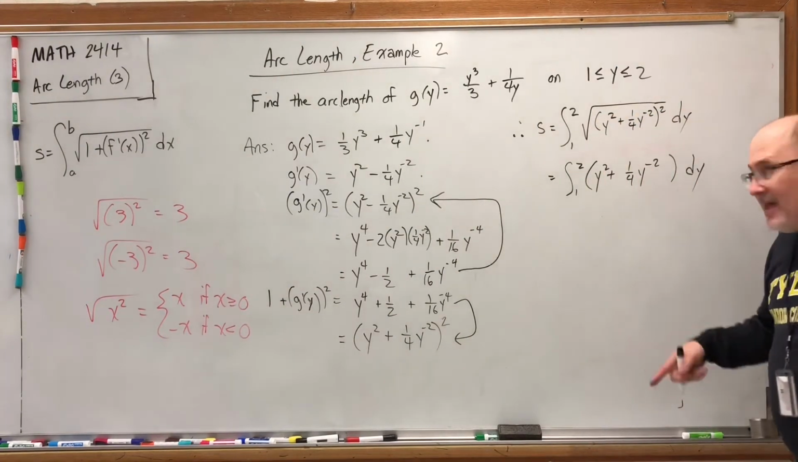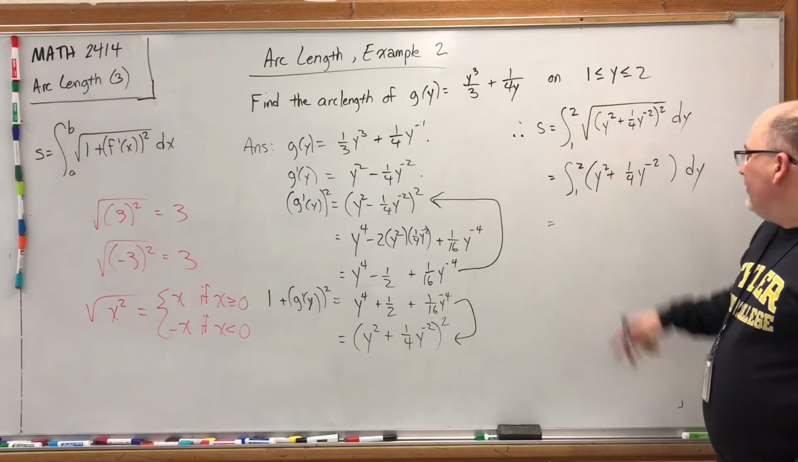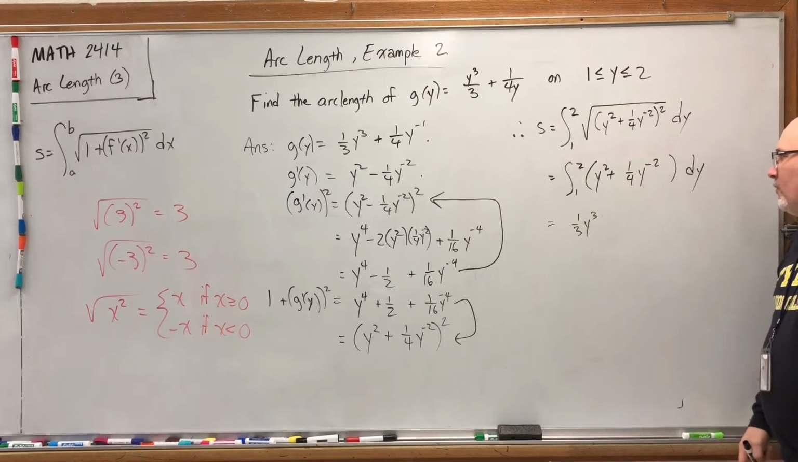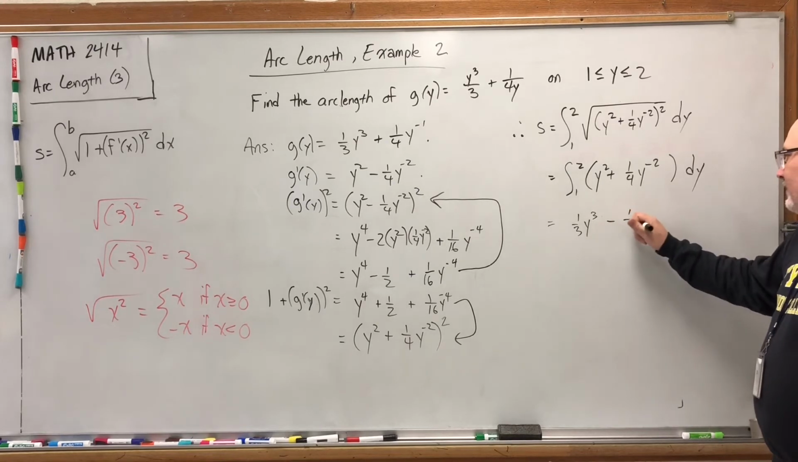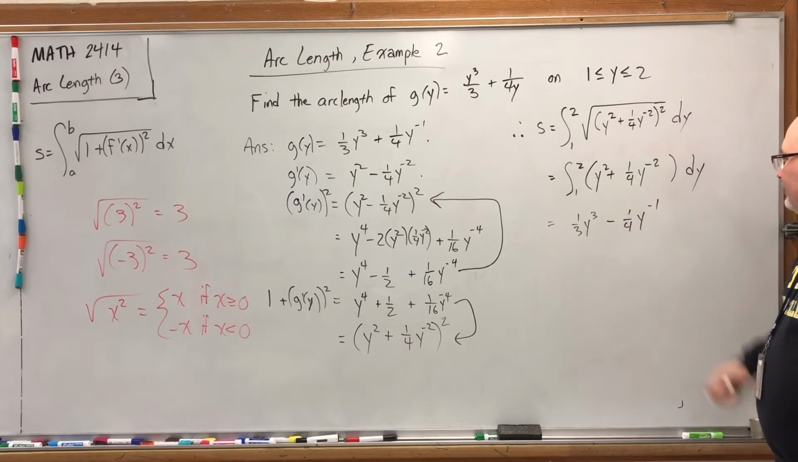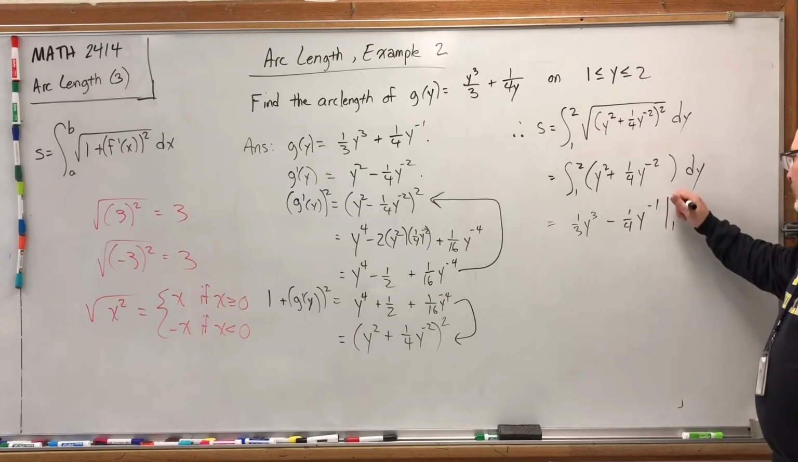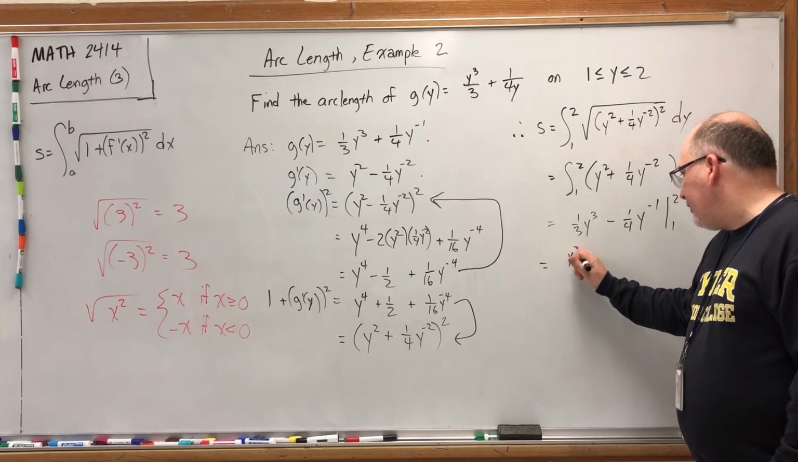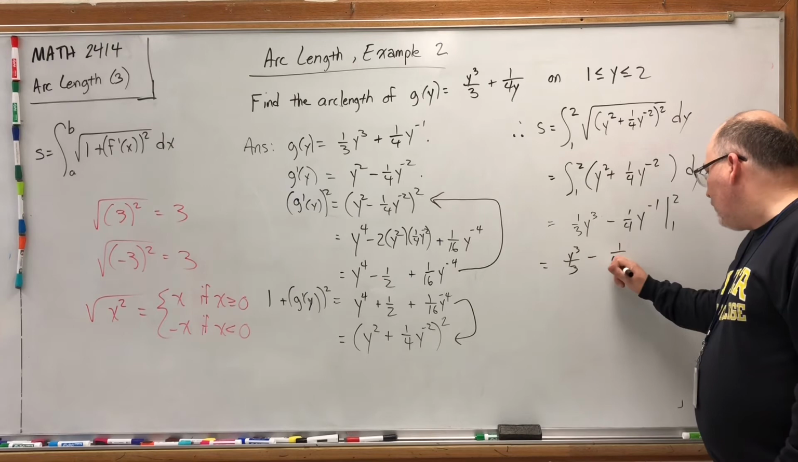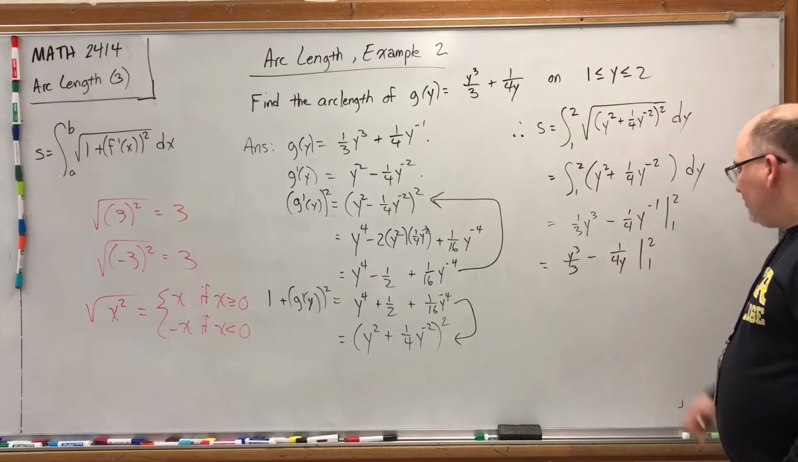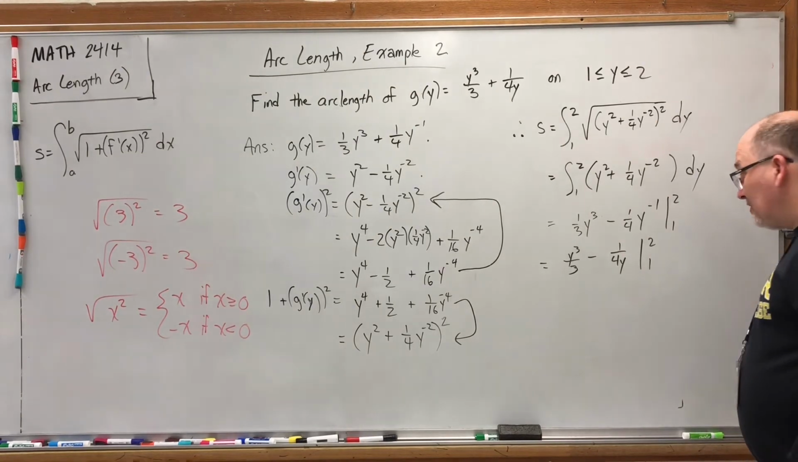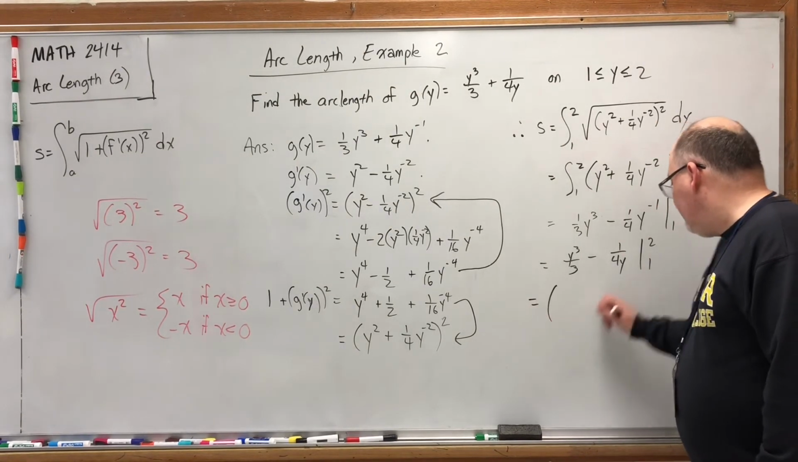All right, so overlooking that, this is now easy. The antiderivative of y squared is 1/3 y cubed. The antiderivative of 1/4 y to the negative 2 is negative 1/4 y to the negative 1. And this is being evaluated from 1 to 2. Let's rewrite this as y cubed over 3 minus 1 over 4y from 1 to 2, which is almost our original function. This problem is clearly designed to work this way. All right, let's see what we get.